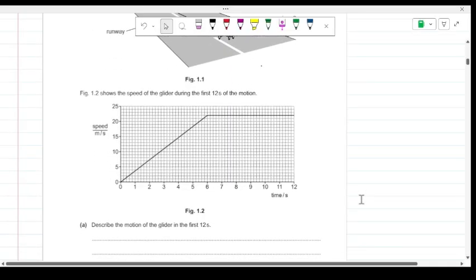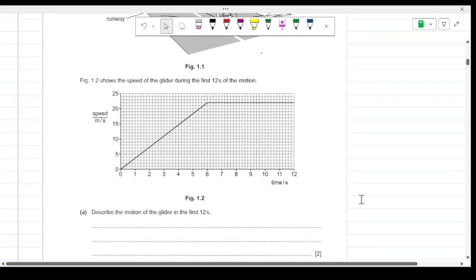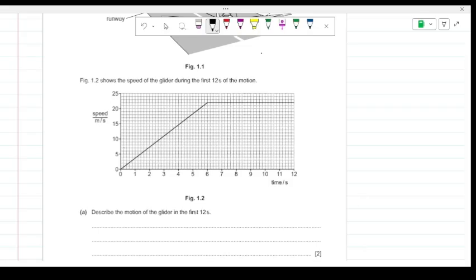And this is a speed time graph. Describe the motion of the glider in the first 12 seconds. If we see the graph, it starts from the origin and follows a straight line, and the coordinates of this point will be 6, 22. Then you see the speed remains constant throughout the motion after the 6 seconds.